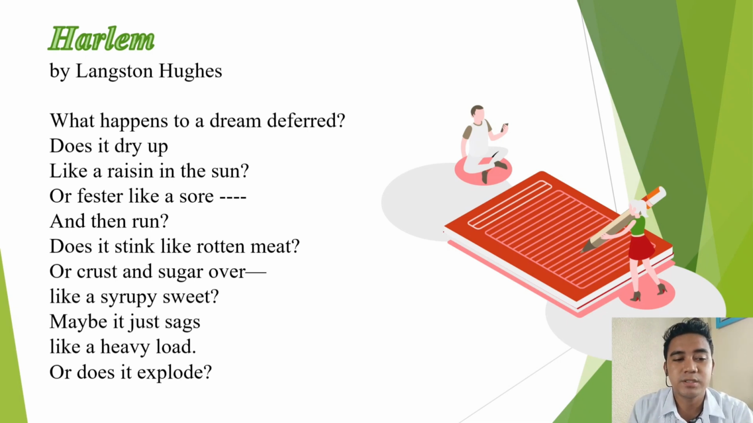Harlem by Langston Hughes. What happens to a dream deferred? Does it dry up like a raisin in the sun? Or fester like a sore and then run? Does it stink like rotten meat or crust and sugar over like a syrupy sweet? Maybe it just sags like a heavy load, or does it explode?